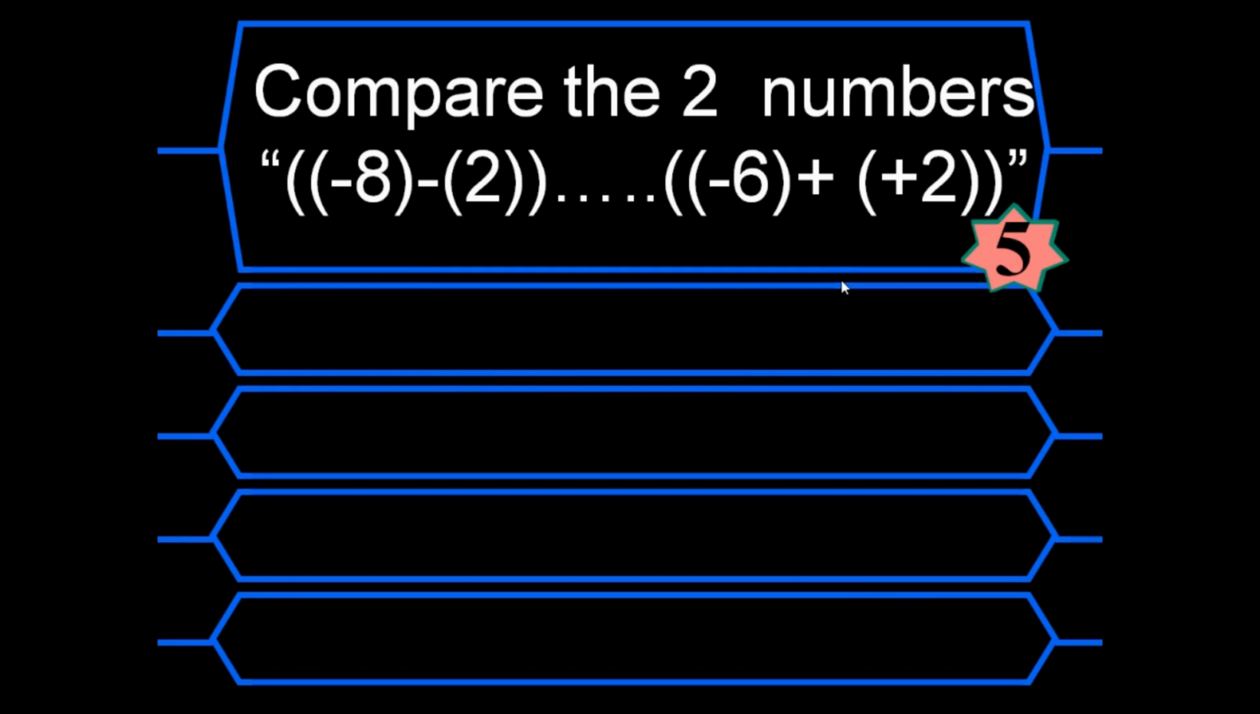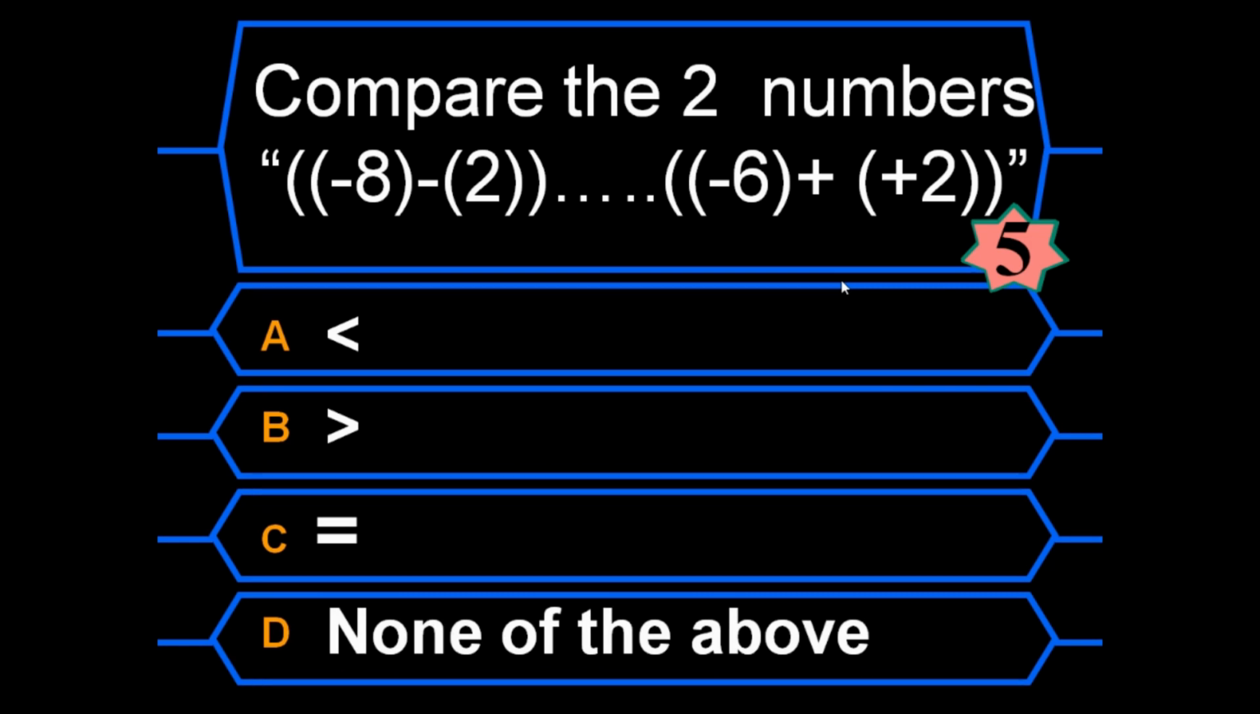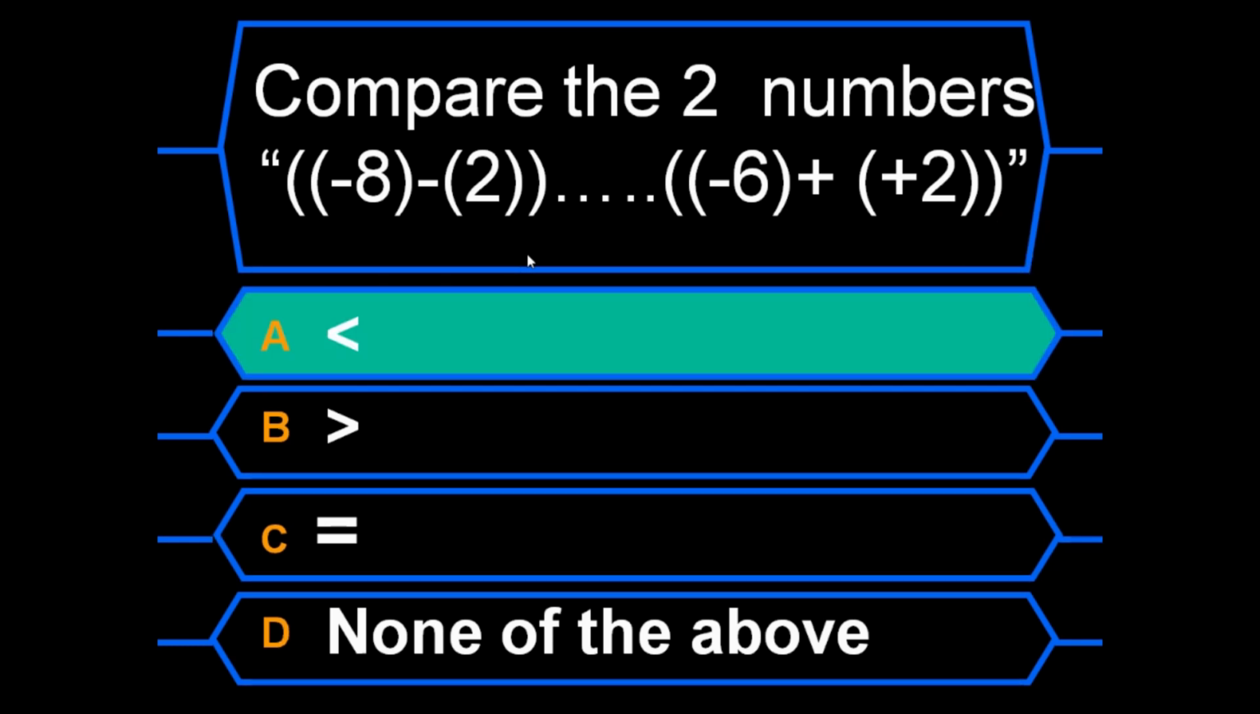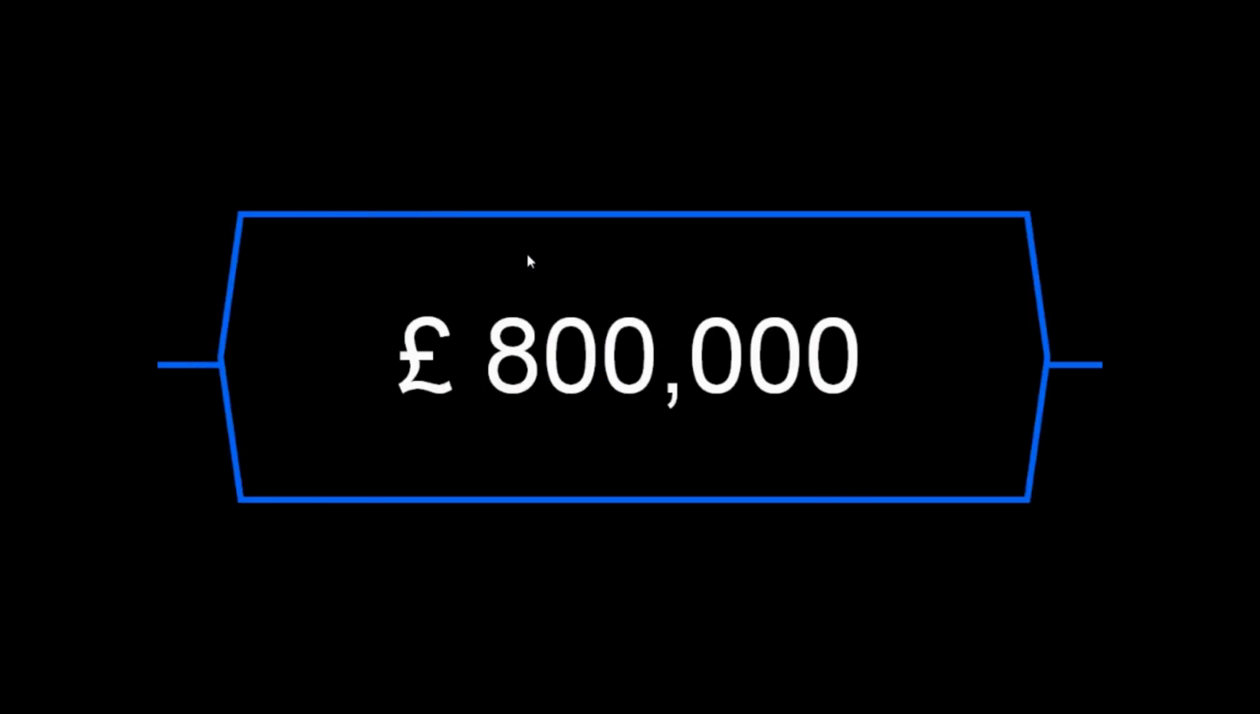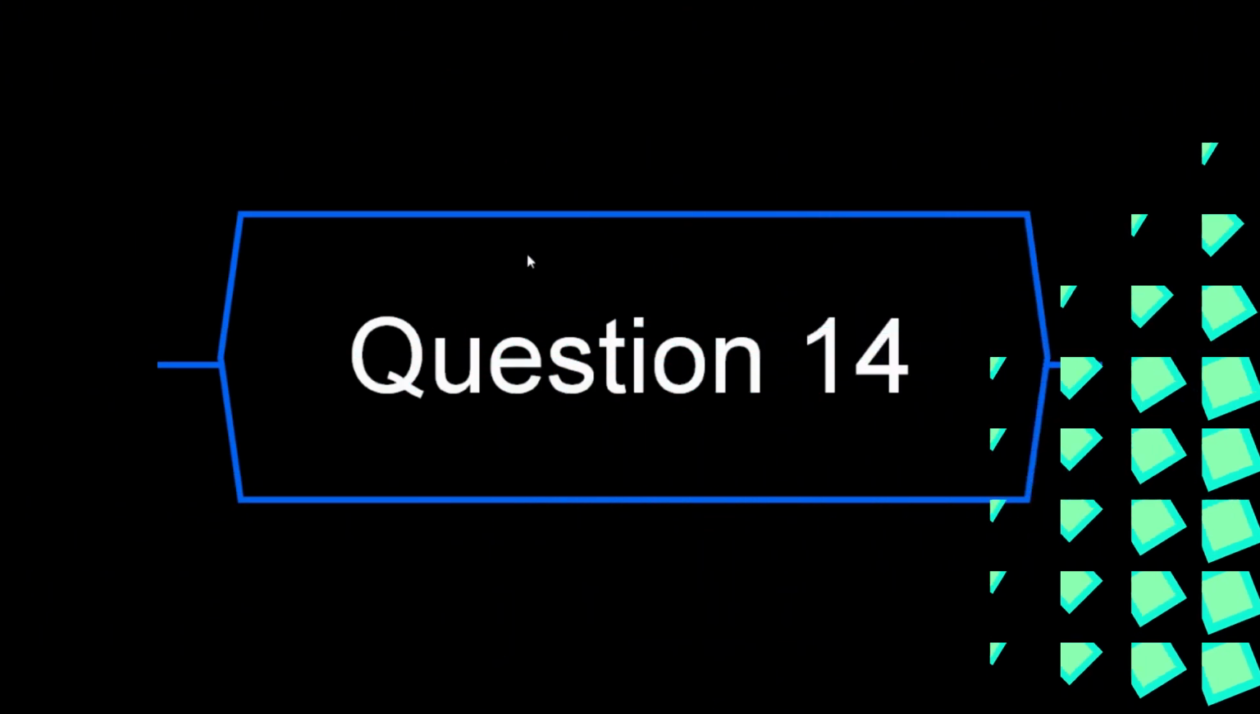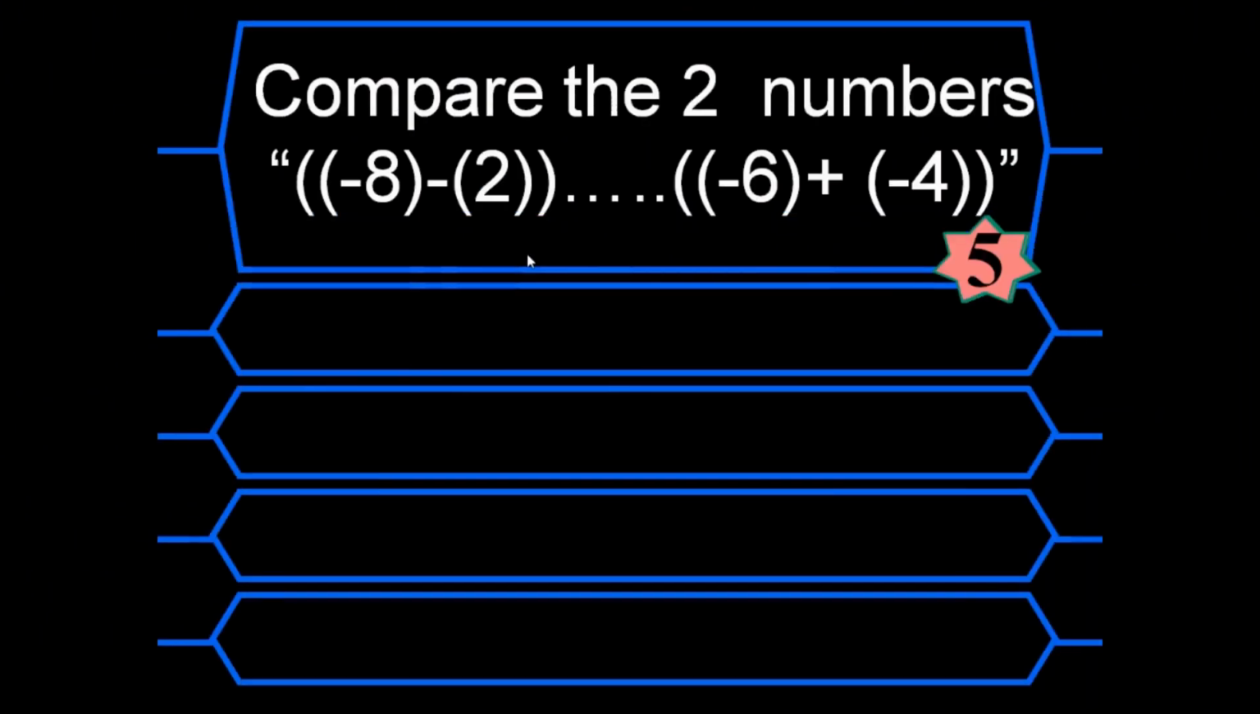Question 13, number 13. Compare the two numbers. Less than, greater than, equals, none of the above. Don't forget, again, you have to work out the bracket first, and then you compare. 5 seconds. Off we go. Less than, okay? 800,000 pounds.